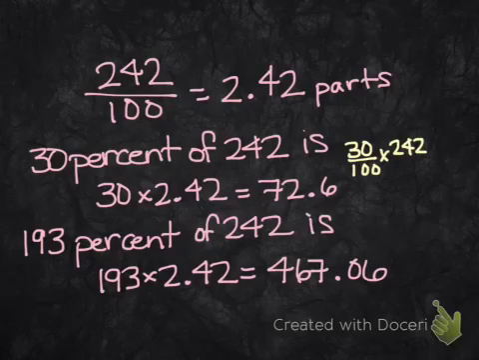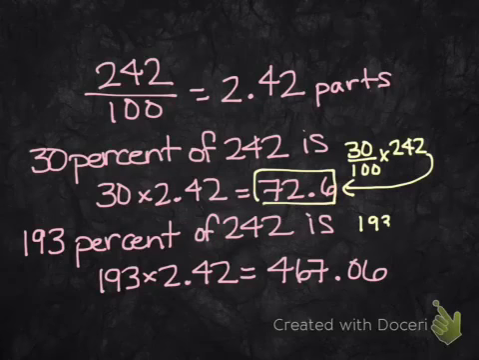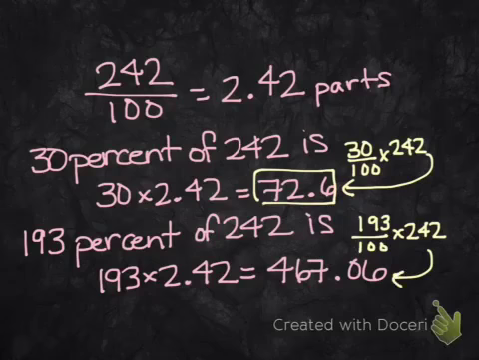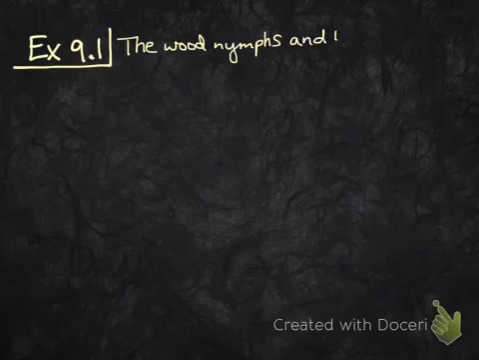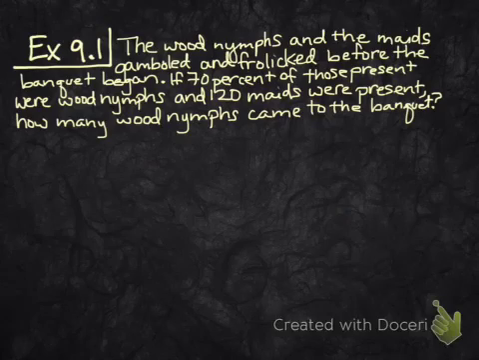Another way to do it is 30 over 100 times 242. 30% is 30 over 100. Of means times, and then 242, and that would give you the same answer, 72.6. And if we were doing 193%, it would be 193 over 100 times 242, and you get the same answer, 467.06. You're essentially doing the same thing, just in a different order. So let's do some examples of this kind of problem.